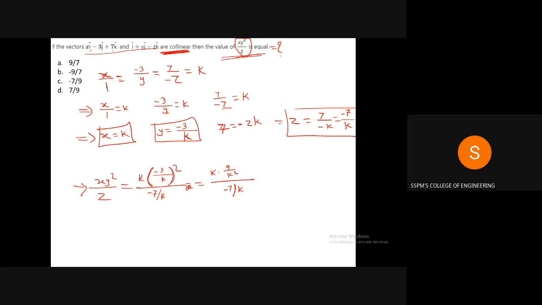So this k and one k, they will get cancelled. So we have 9 by k divided by minus 7 by k. So again this k and k will get cancelled and we have 9 divided by minus 7, or we can write minus 9 divided by 7. So this will be the correct option.